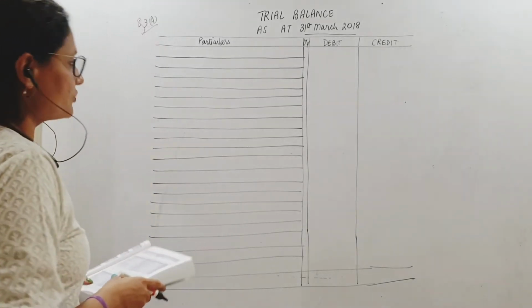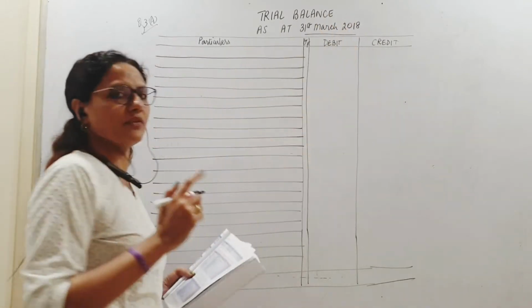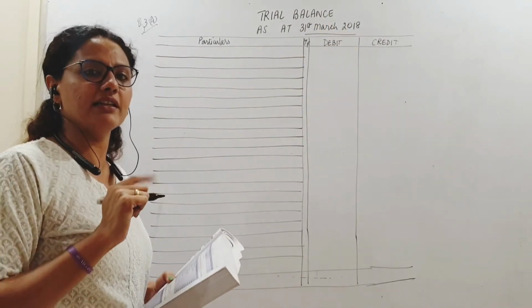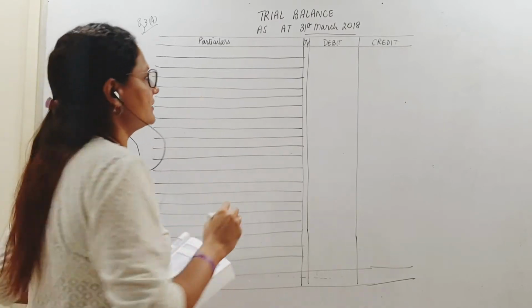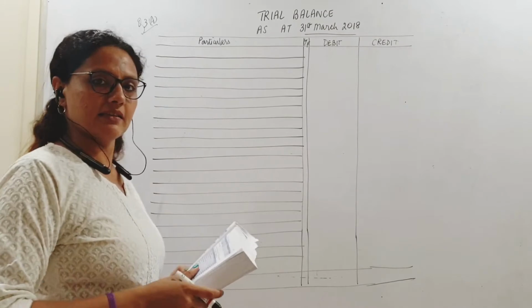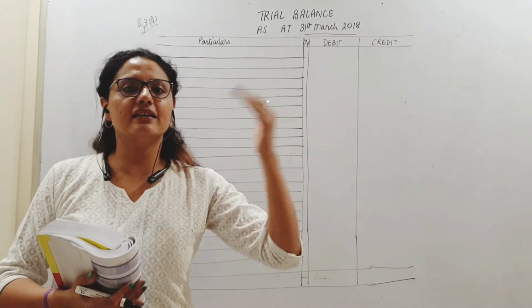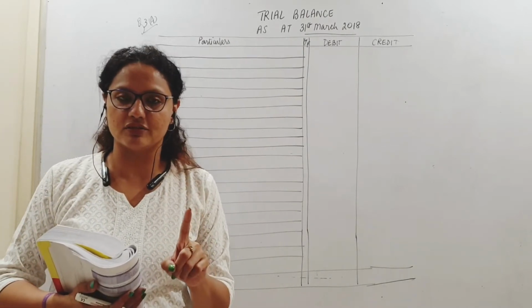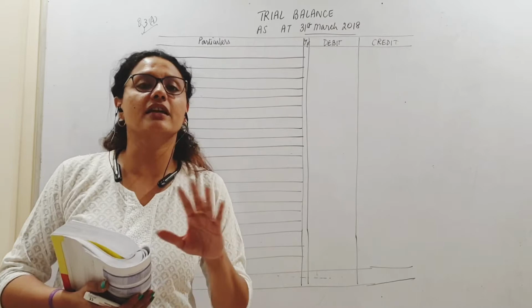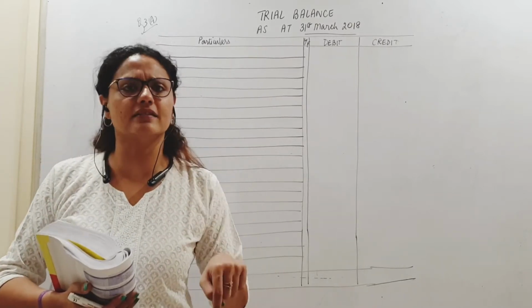Stock on 1/4/17. This is March 18. We are talking about stock on 1/4/17, meaning opening stock. This is the stock at the beginning of this year, which I will be selling this year and earning income. So that is an expense for me, not an asset, children. There's a very big misconception that opening stock is an asset. No, opening stock is an expense of this year.